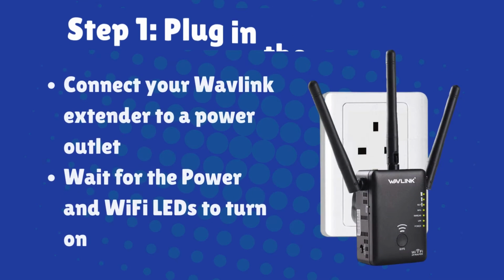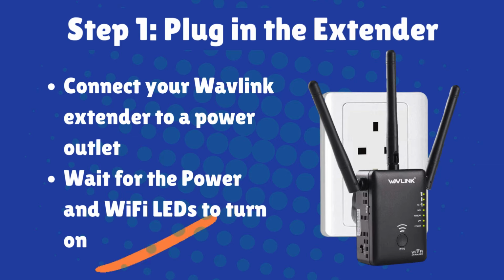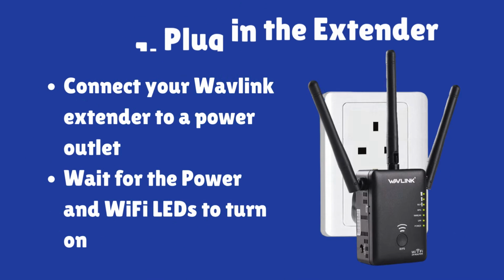Step 1. Plug in the extender. Connect your Wavlink extender to a power outlet. Wait for the power and Wi-Fi LEDs to turn on.